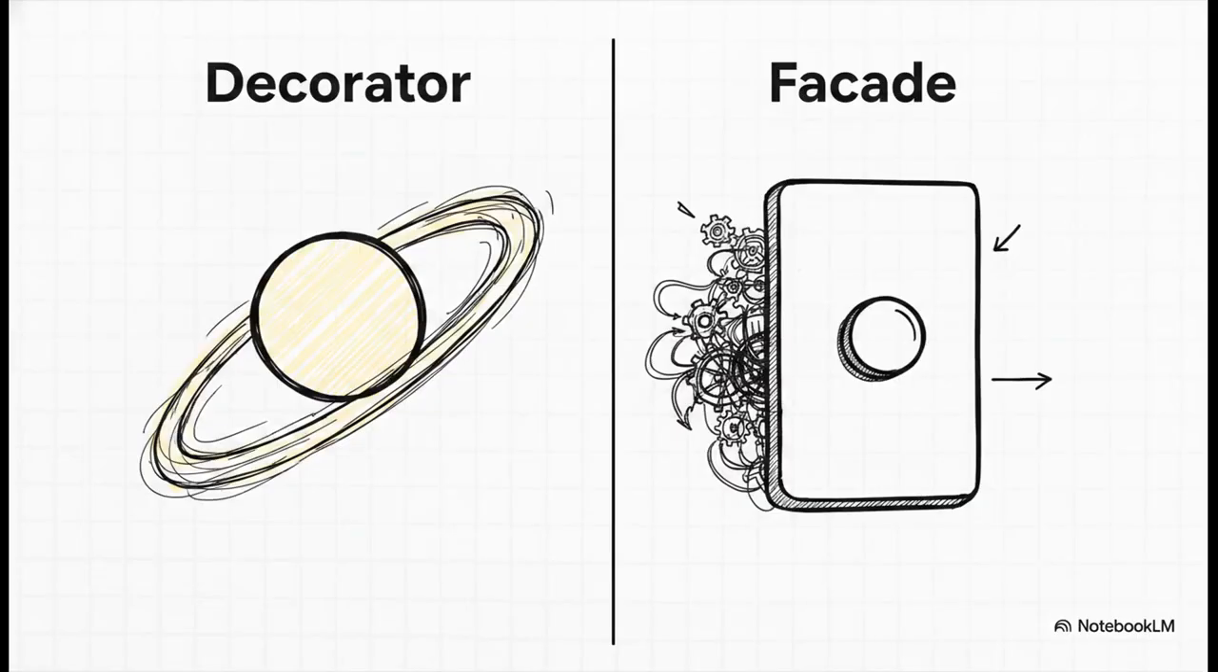While the adapter is all about fixing incompatibilities, let's look ahead to two other crucial tools in the toolkit, the Decorator and the Facade. Sometimes your systems can talk to each other just fine, but they're just too complicated to manage, or maybe they need new features without breaking existing code. That is exactly where these two patterns shine.